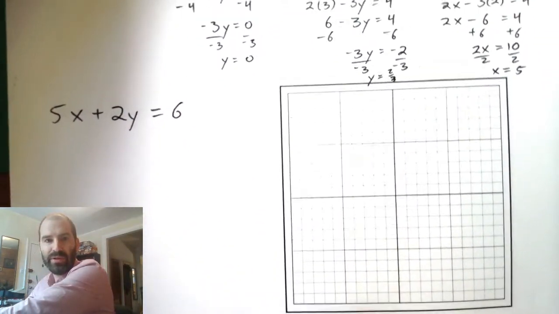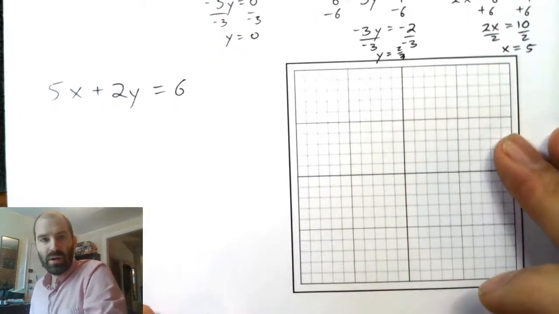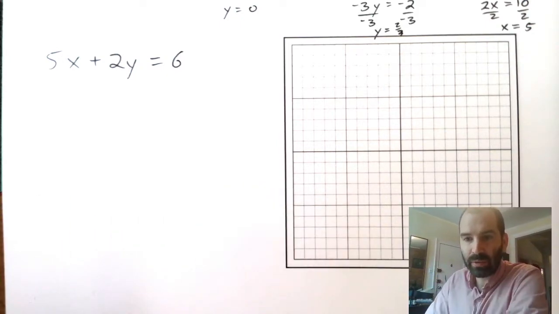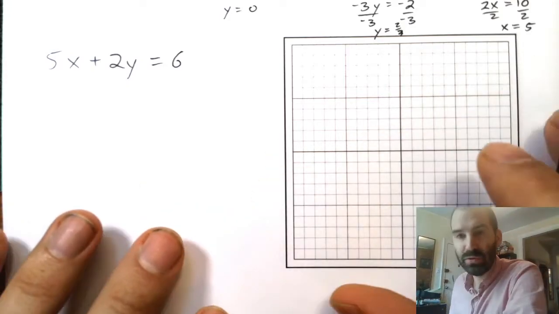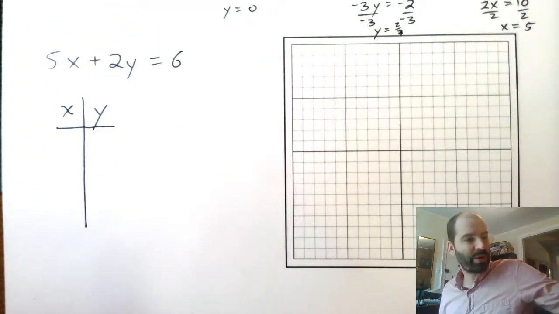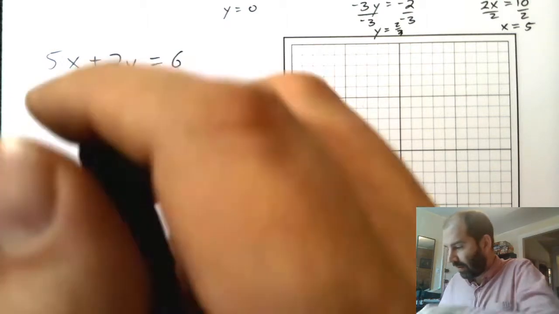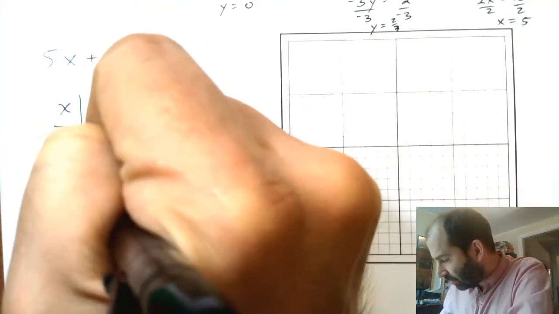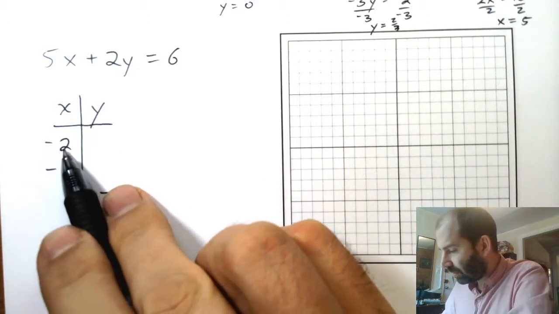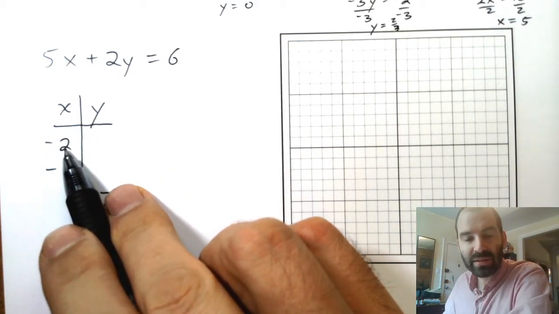Let's move the camera this time. Okay, so we have 5x plus 2y equals 6. We're going to do the same thing, all right? So let me get out of the way. And we are going to make a table. So x and y. So let's pick some numbers for x and y here. Let's pick -2 and -1 for x. And then I'm going to, just for fun, choose a value for y, just to point out we can do it both ways. Okay? So let's start with x equals -2.